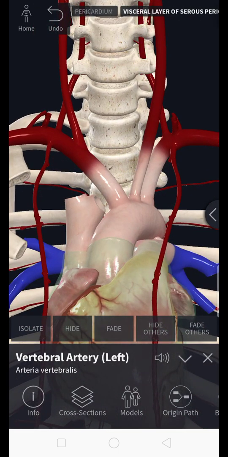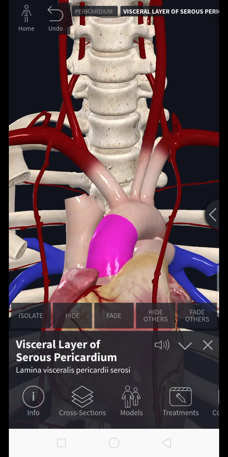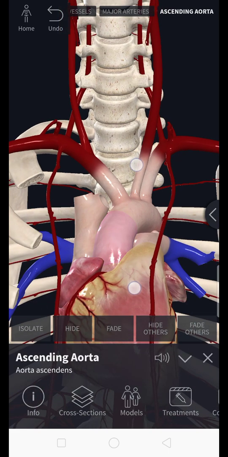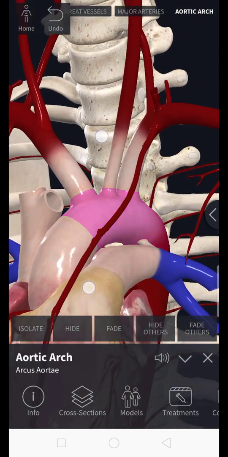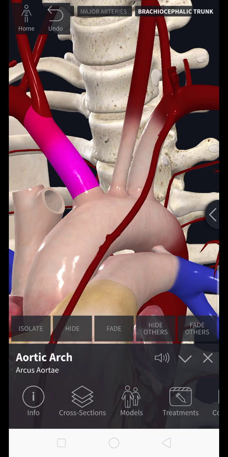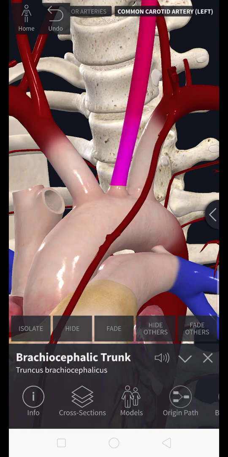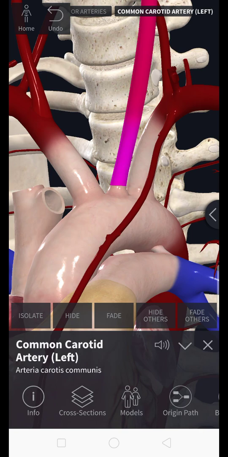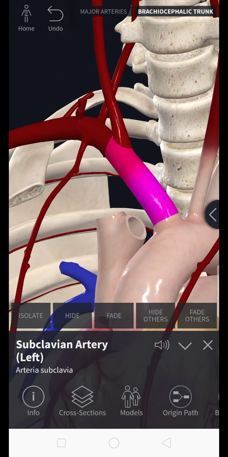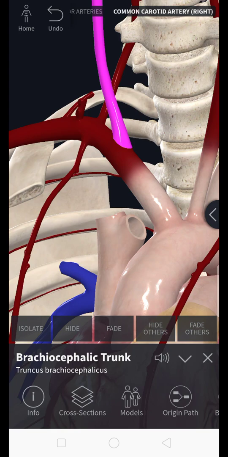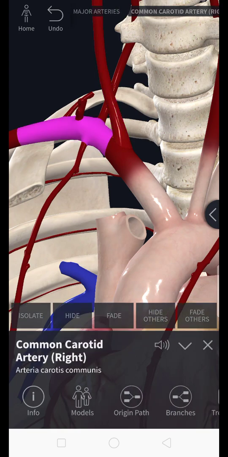First of all, this is the ascending aorta. This arises from the left ventricle of the heart, and this is the arch of aorta. This arch of aorta gives three branches. Number one, brachiocephalic trunk. Number two, the left common carotid artery, and this is the left subclavian artery. Now, the brachiocephalic trunk divides into two arteries, the right common carotid artery and the right subclavian artery.